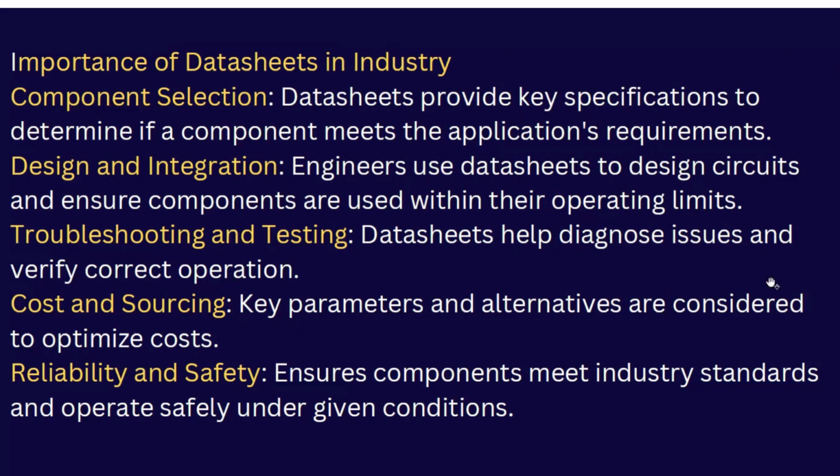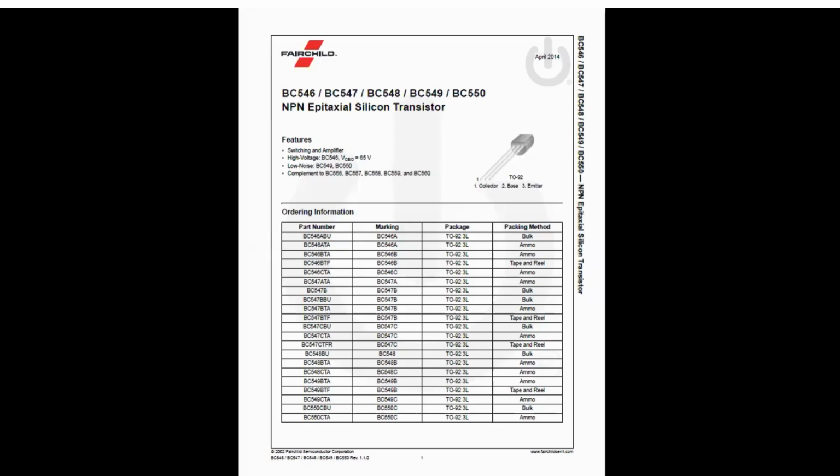So what we will do is go to a few data sheets. I will show you and we will discuss them, so that you get an idea of what to look for. All right, now you can see the data sheet I have opened. This is for a very popular transistor called the BC547. It is manufactured by Fairchild, and this data sheet was published in the year 2014. So what you have to see first is the top: there's BC546, 547, 548, 549, 550.